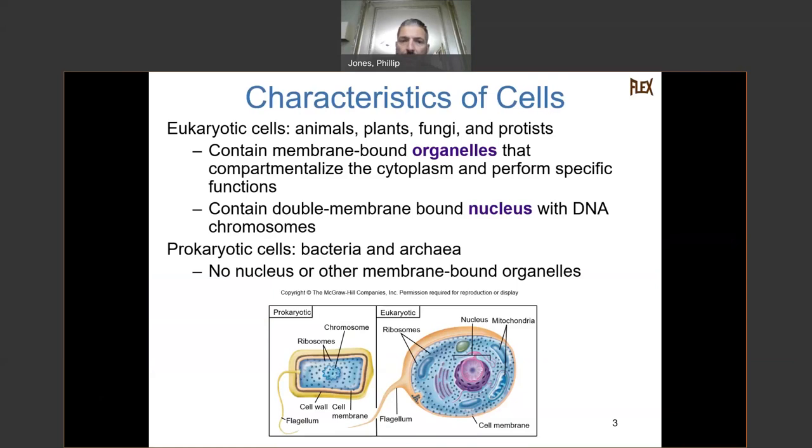So prokaryotes. Eu means true, so eukaryote is like a true nucleus. Prokaryotes don't have a nucleus, so that's going to be the bacteria and archaea.